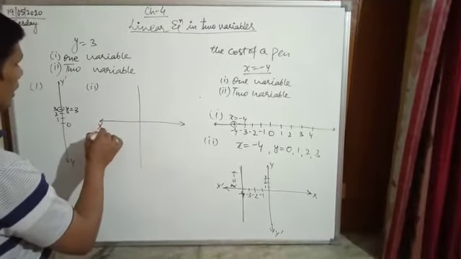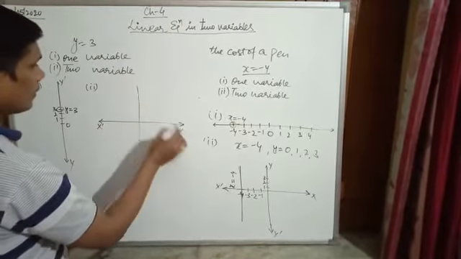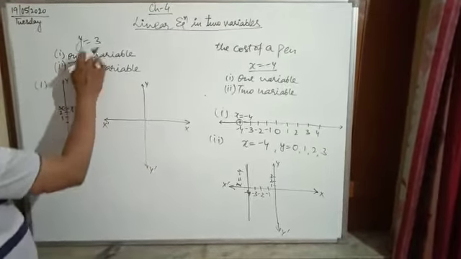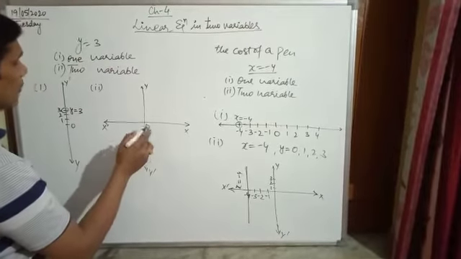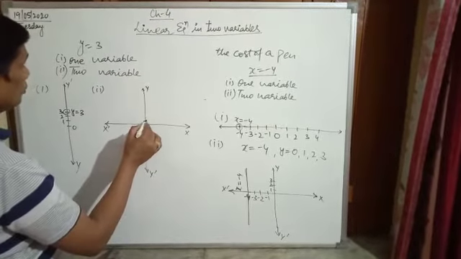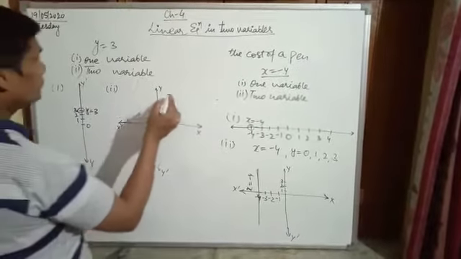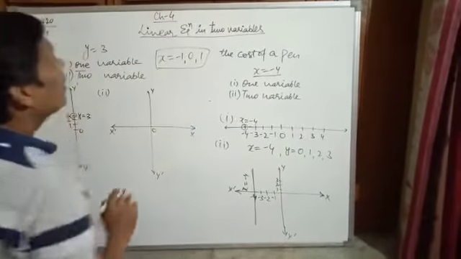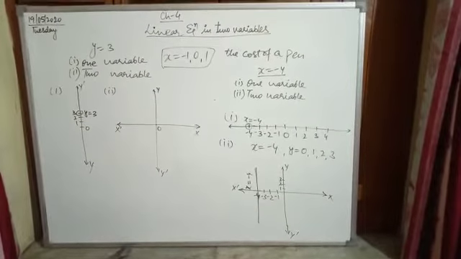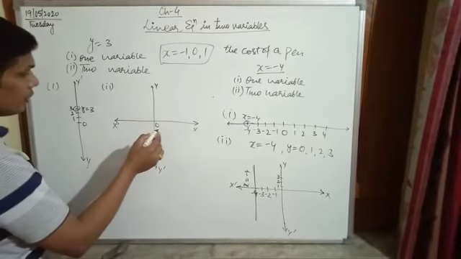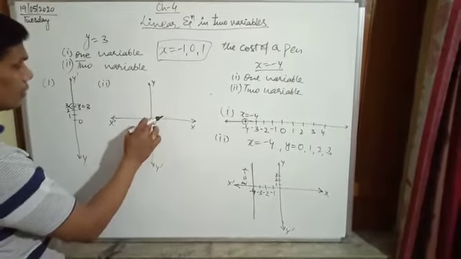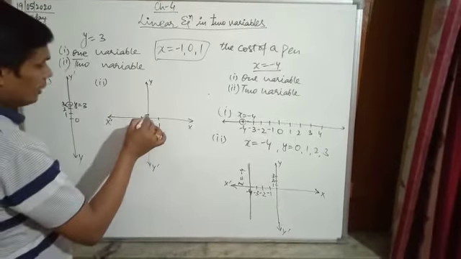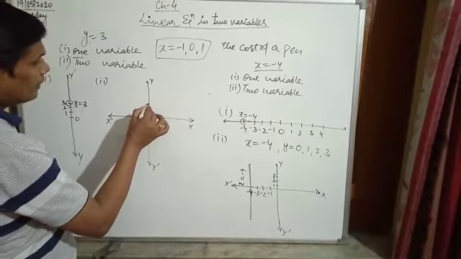Simple. Draw a Cartesian plane, x-axis, y-axis. This is the origin 0. Y is equal to 3, and x will be, suppose, minus 1, 0 and 1. I am taking x is equal to minus 1, 0 and 1, but y will be 3. This is minus 1, this is 0 and this is 1, but y will be 3. Y is 1, y is 2 and y is at 3.